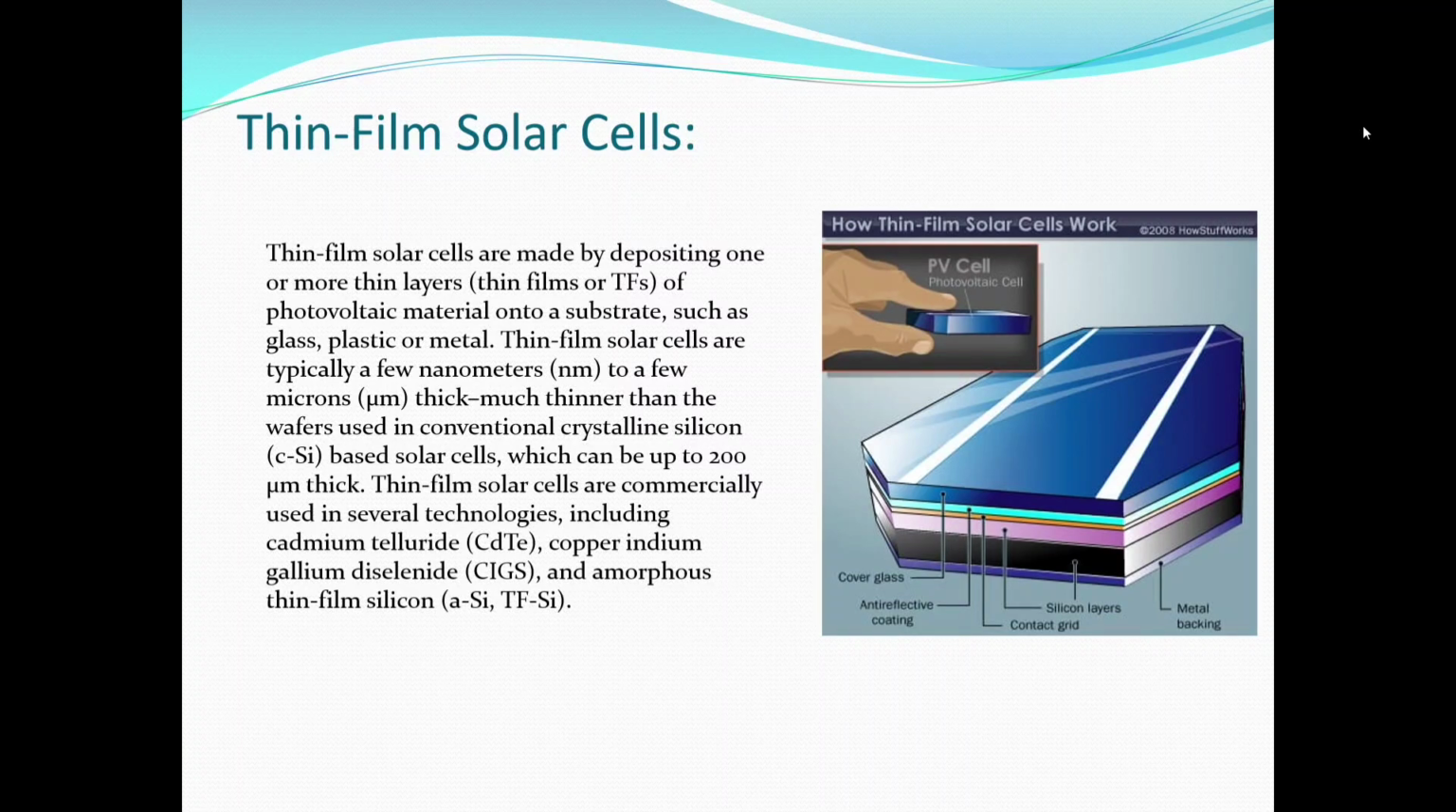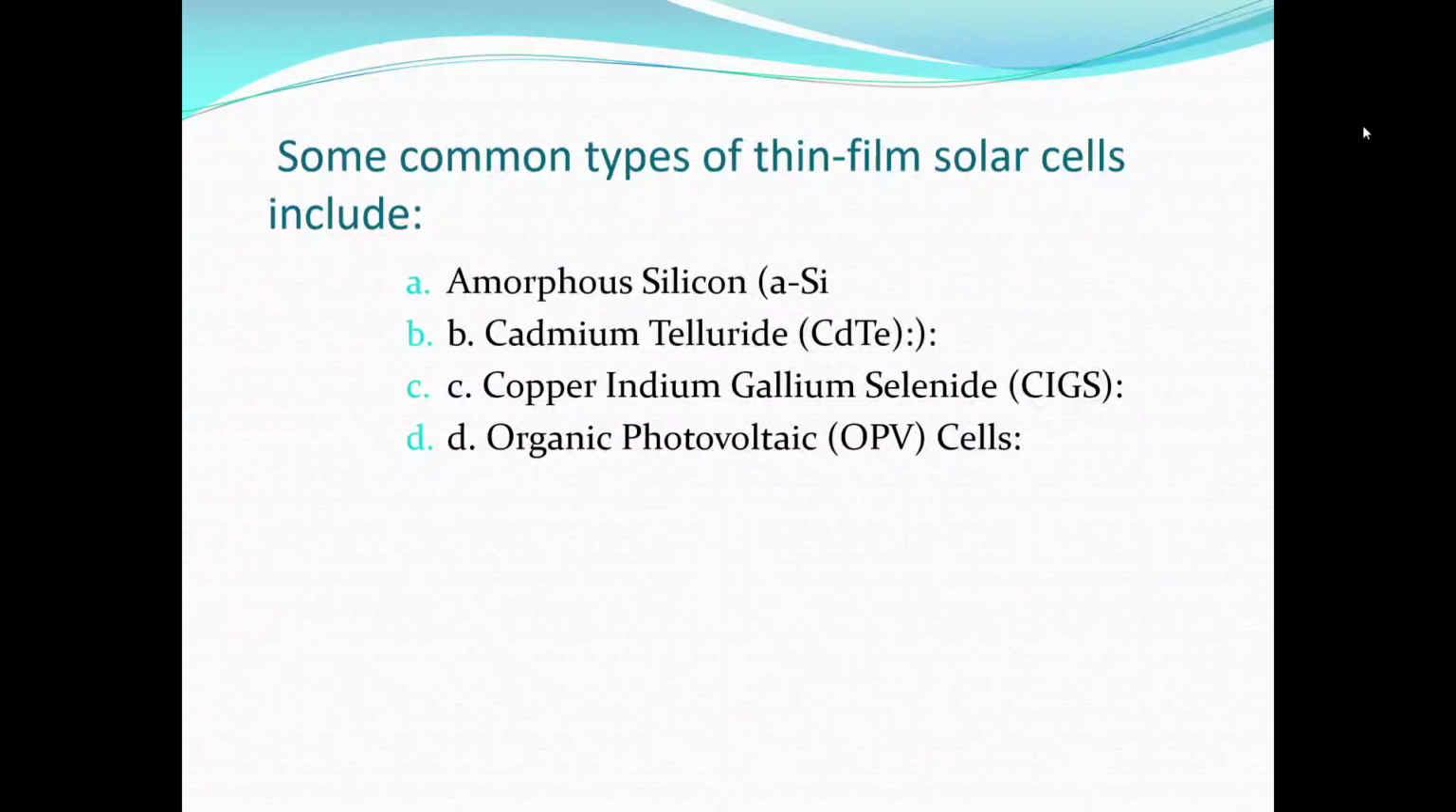based solar cells, which can be up to 200 microns thick. Thin film solar cells are commonly used in several technologies including cadmium telluride, copper indium gallium diselenide, and amorphous thin film silicon. Some common types of thin film solar cells include amorphous silicon, cadmium telluride, copper indium gallium selenide, and organic photovoltaic cells.